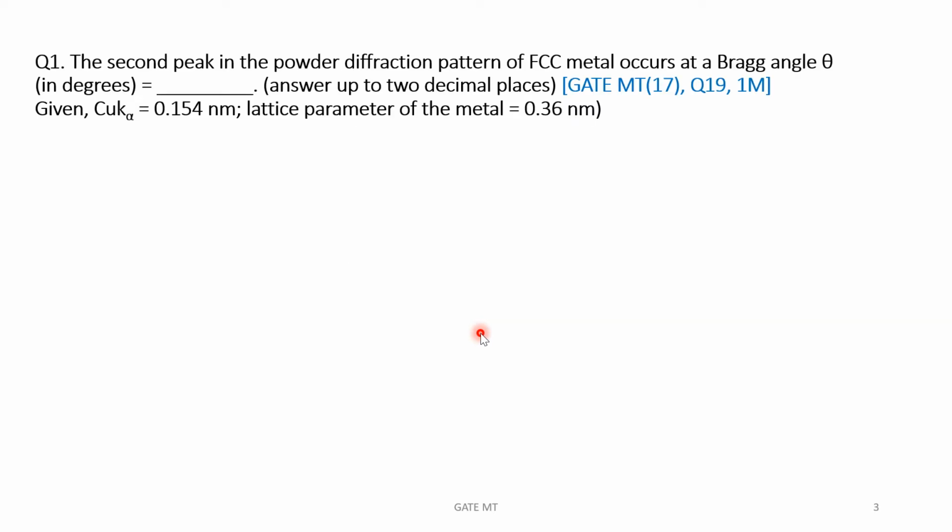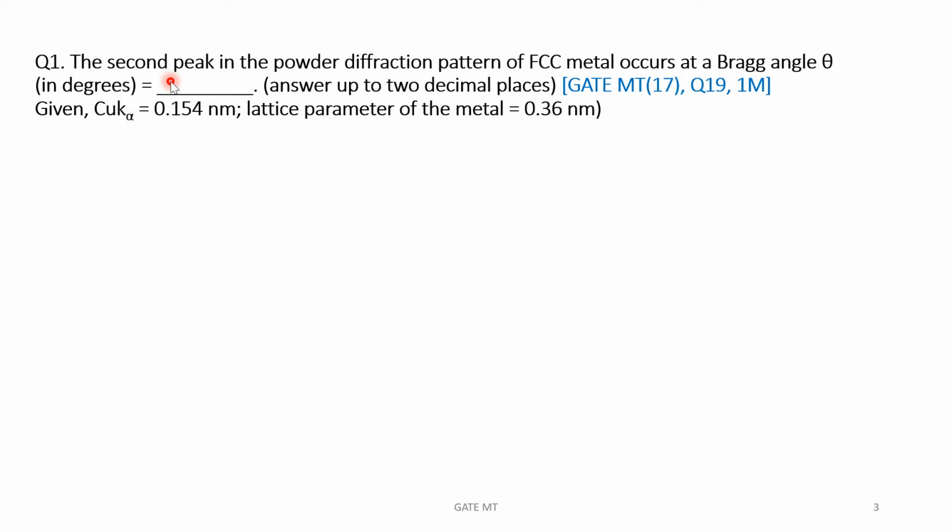So the first question is: the second peak in the powder diffraction pattern of an FCC metal occurs at a Bragg angle theta. We have to answer in degrees, up to 2 decimal places. It is also given that copper K alpha is 0.154 nanometer, and the lattice parameter of the metal is 0.36 nanometer. This question was asked in Gate Metallurgical Engineering 2017 for 1 mark. What we have to find out here is where the second peak occurs in a powder diffraction experiment.